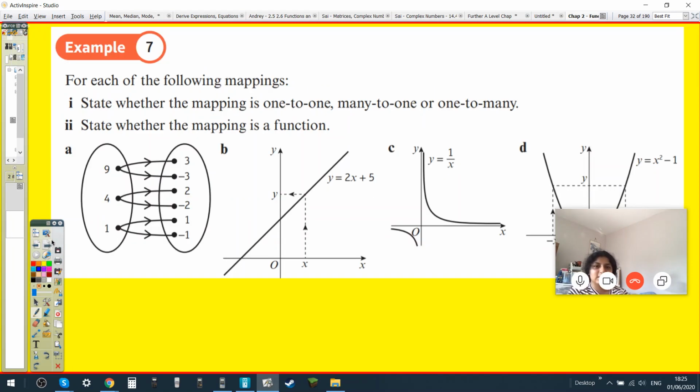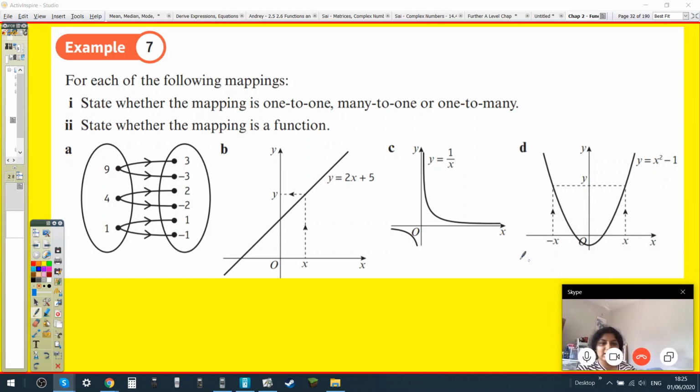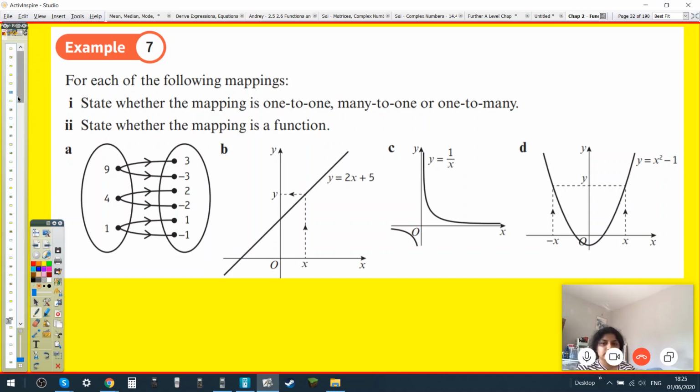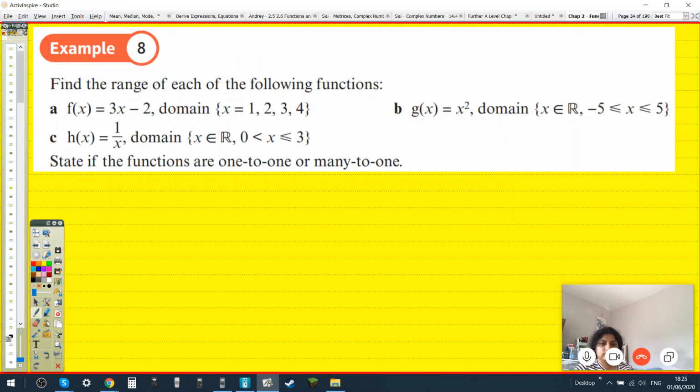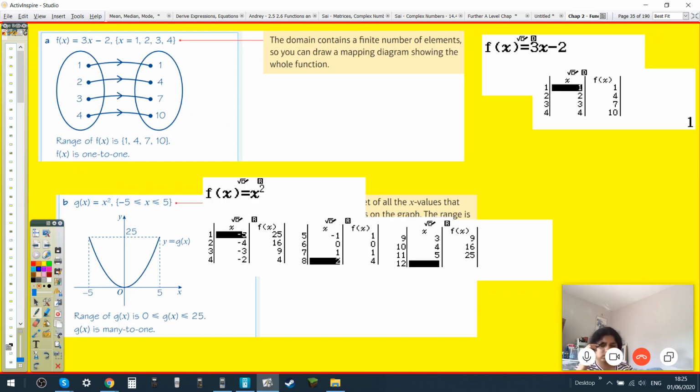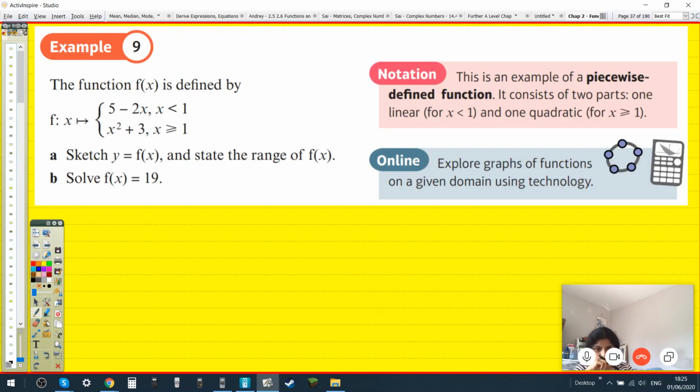Functions and mappings. I know this. Hang on. If you know it, you know it. I just want to see. There's some modulus stuff that they throw in here, I believe. Do you know how to do this in your graphical calculator? No.